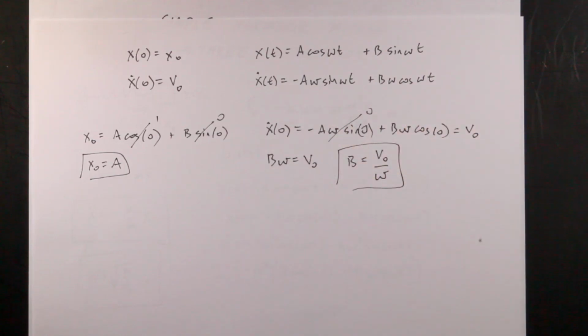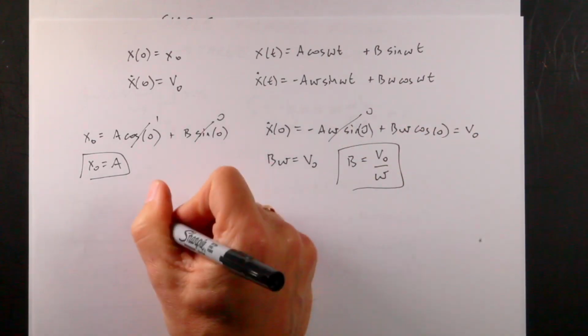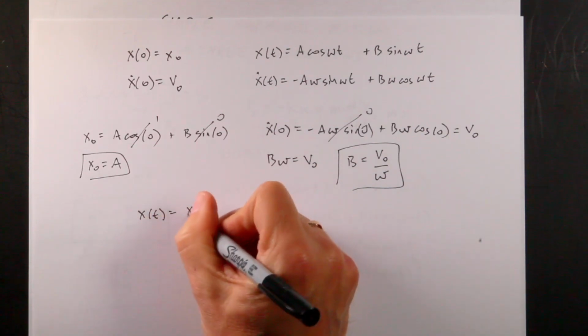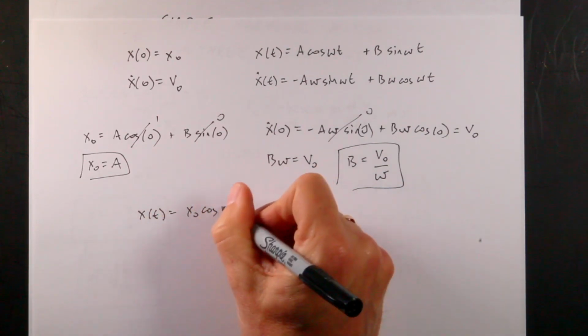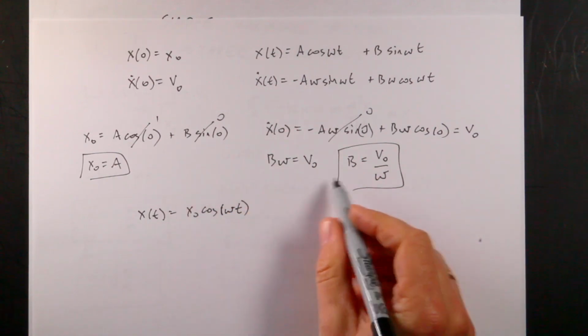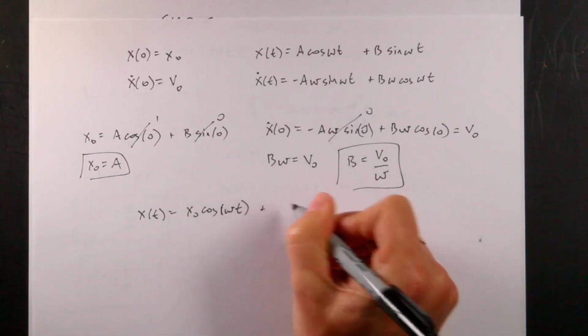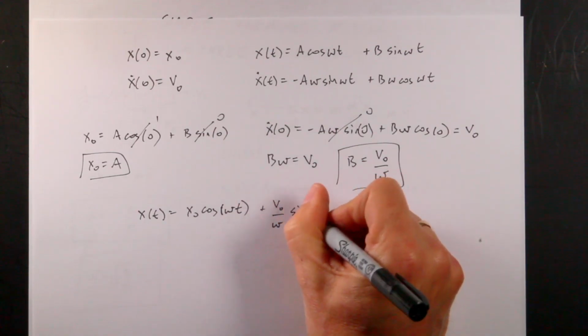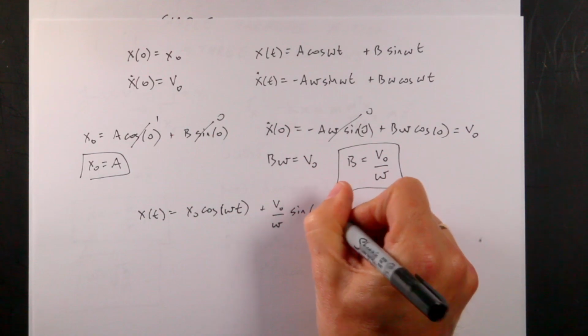Okay, so now I have my whole function. Let's just write it out. I have x as a function of t equals a, which is x0 cosine omega t, I put the parentheses there again, I'm not sure why, plus b, which is v0 over omega sine omega t.